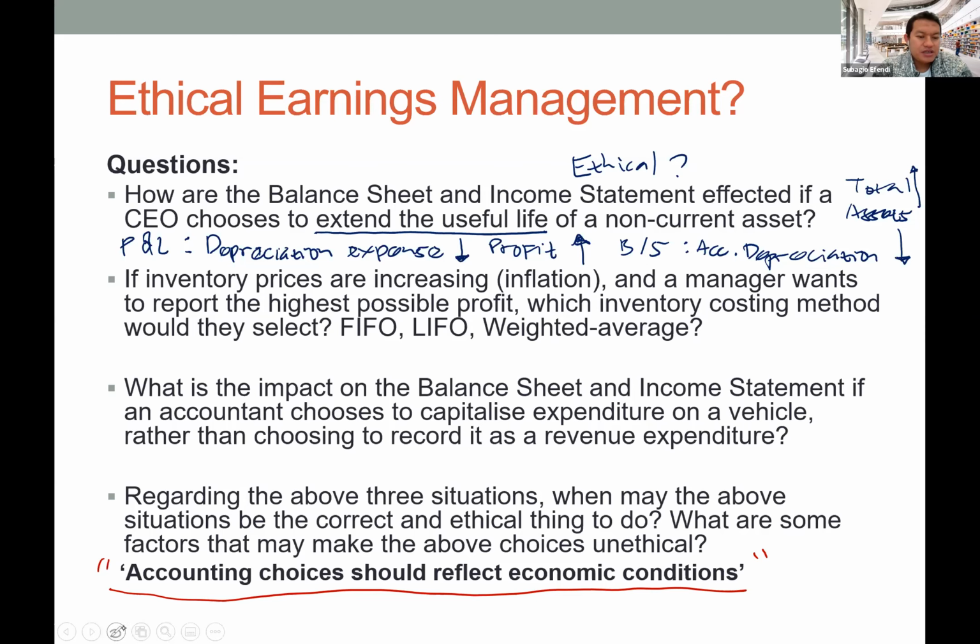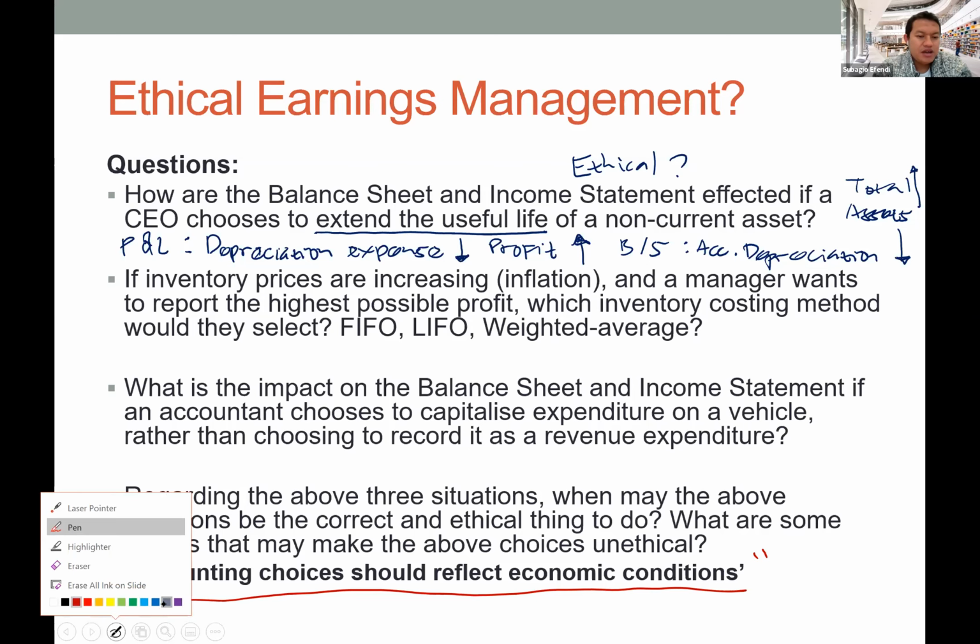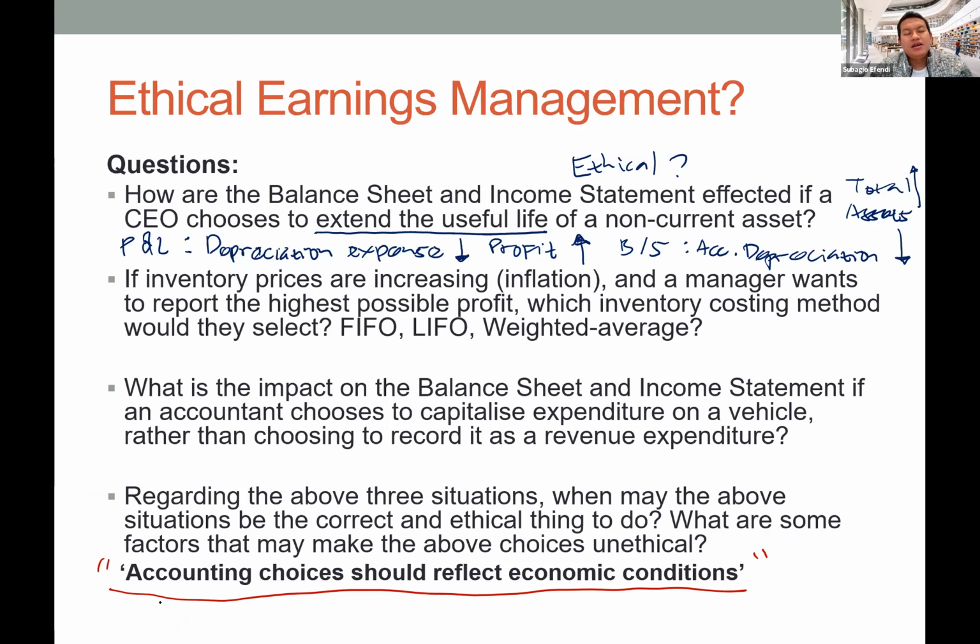Okay, so let's move to the second case. So now if inventory prices are increasing, so we have inflation in the economy, the general price level is increasing and the manager wants to report the highest profit. So this manager wants to report the highest profit possible. So which inventory costing method would they select? Okay, LIFO.